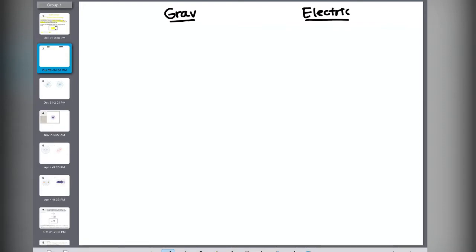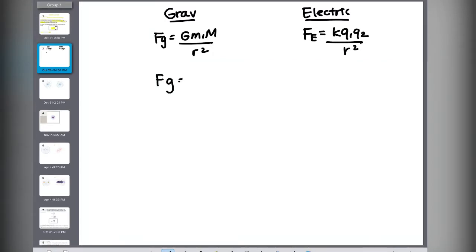You have learned that Fg is Gmm over r squared. You have learned the electric force is kq1q2 over r squared. Do you remember the equation Fg equals mg? Do you also remember what we call this lowercase g? If I say right now, what do we call g? We used to call it acceleration due to gravity, but we also call it gravitational field strength. I don't know if you remember that. Gravitational field strength.